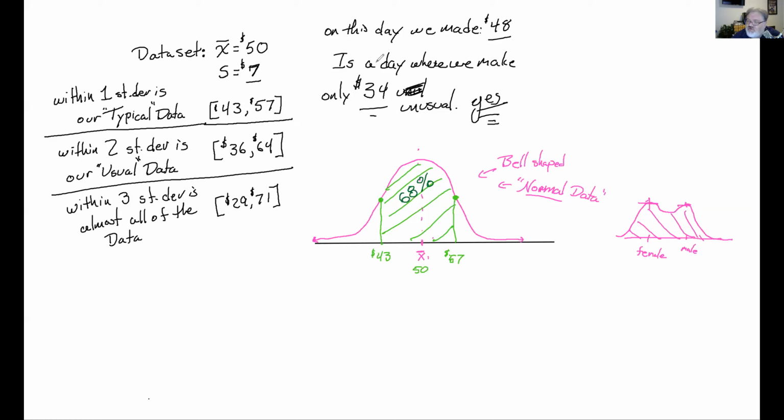If we go out further, if we go out to 2 standard deviations, 2 standard deviations is supposed to be usual, so it's unusual to be outside of 2 standard deviations. So that's our 64 and our 36. So in this range, again, including our typical data, is still usual. It's just also typical. That got squirrely, sorry. So in between two standard deviations, we've got 95% of the data.